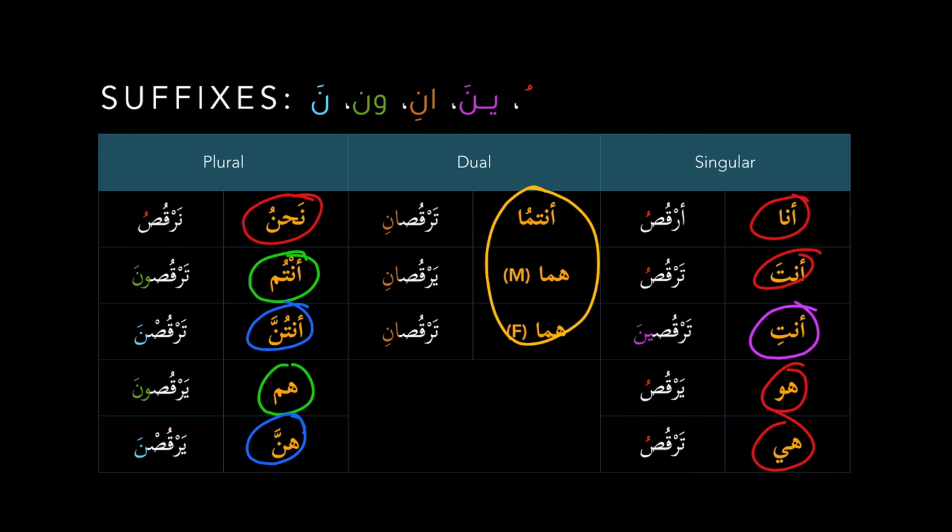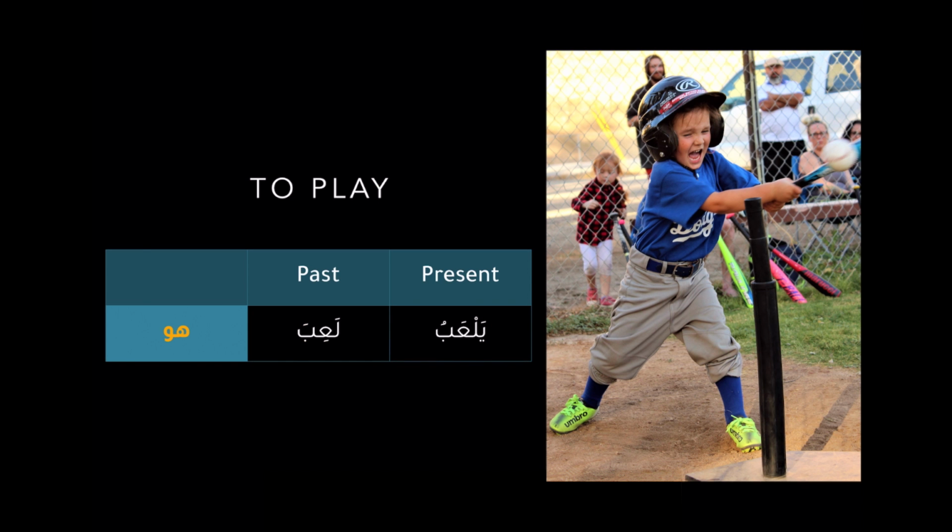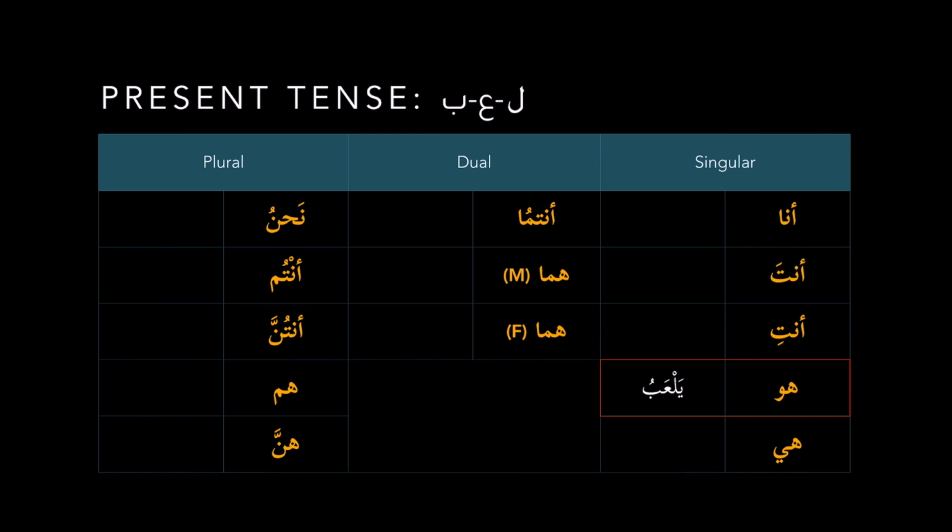When you're conjugating irregular sound verbs like yarqusu, remember that the third radical, which in this case is a sad, takes a sukoon for the antunna and hunna pronouns, so we get antunna yarqusna and hunna yarqusna. Let's try to conjugate la'iba yal'abu, which has a kasra on the middle radical in the past tense and a fatha on the middle radical in the present tense. You'll notice this verb will follow the same exact patterns as before.